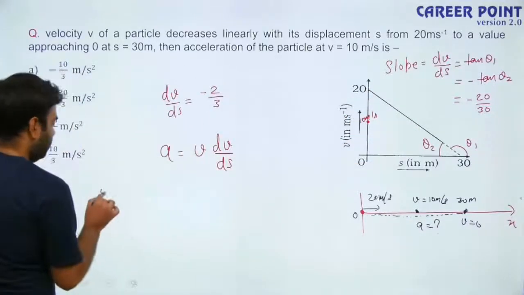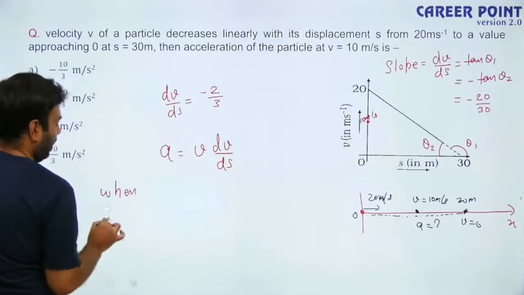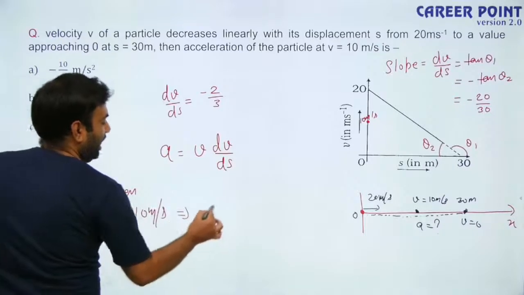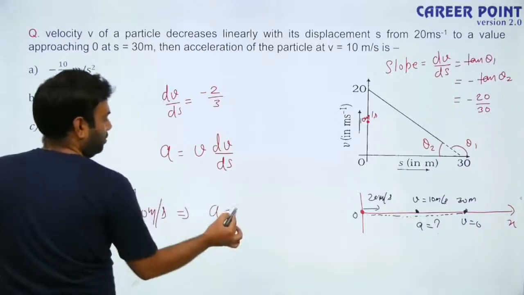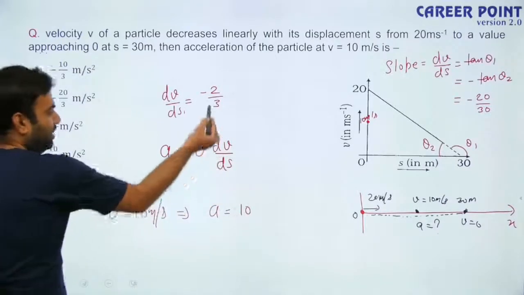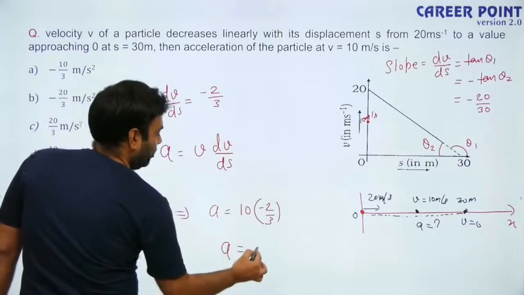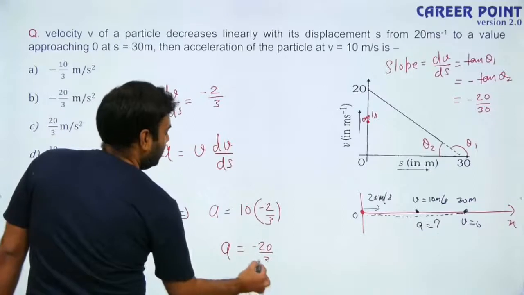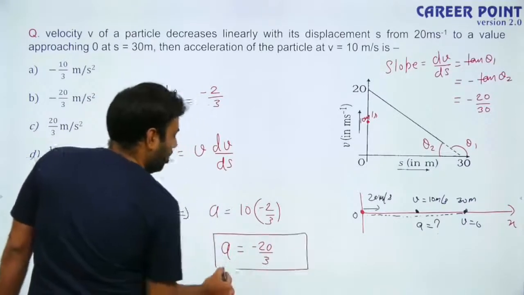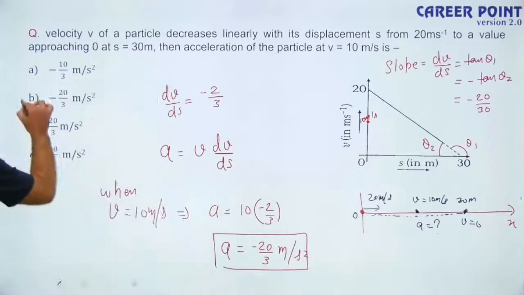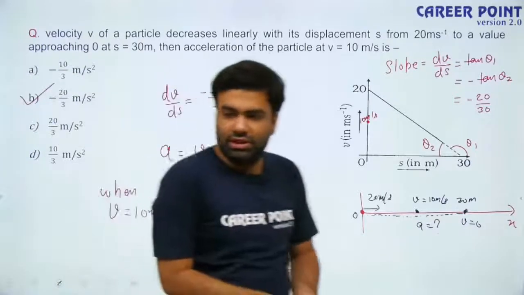So when velocity is equal to 10 meter per second, acceleration is equal to, put velocity equals 10 and dv by ds is constant, that is minus 2 by 3. So you will get acceleration equal to minus 20 by 3 meter per second square. Acceleration should be negative because it is retarding. Hence the answer is option B. Is it clear to all of you?